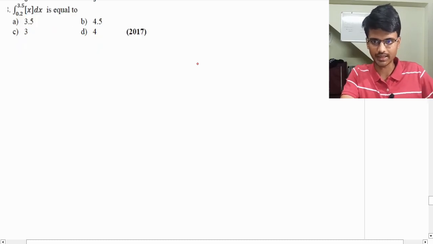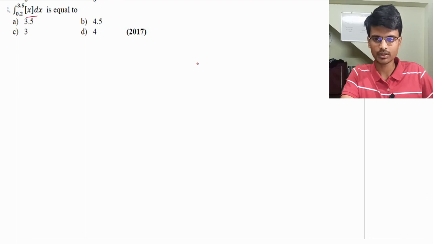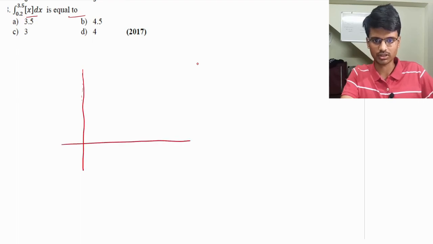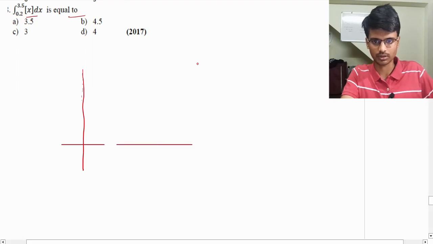So we have got a greatest integer function here, from 0.2 to 3.5 dx is equal to. How do you solve this type of question? We have to plot the function. Let me plot the function. So from 0.2 to 3.5. Let me just write 1, 2, 3 and 4.